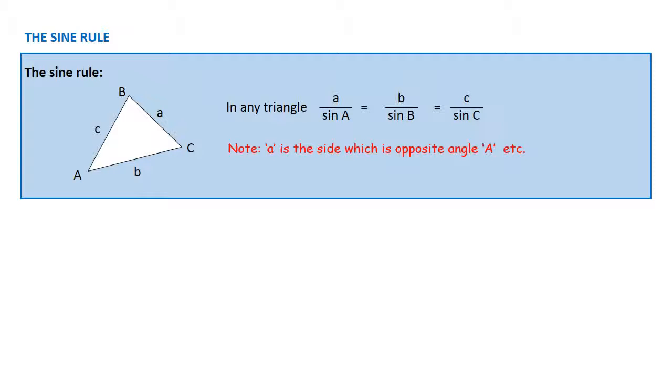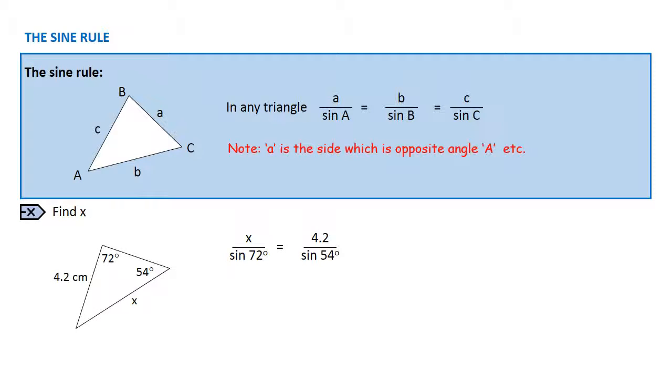Let's have a look in the context of a worked example. We wish to find side x, so we can say that side x over the sine of the angle opposite it, so x over the sine of 72, is equal to 4.2 over the sine of the angle opposite, so it's 4.2 over the sine of angle 54. Once you've got that set up, it's just a matter of transposing to make x the subject.